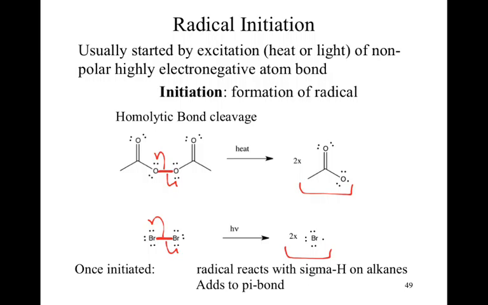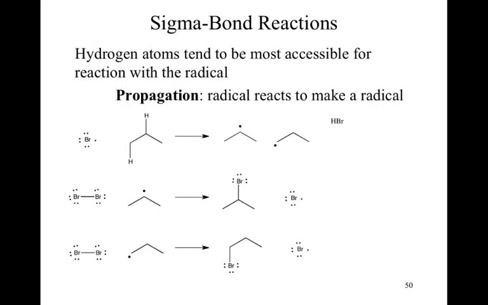This can be done with heat in the case of a really, really weak bond, like the oxygen-oxygen bond, or sometimes light in the case of Br2. Once initiated, these radicals can then go through and react with other structures in a variety of fashions in what is typically known as a propagation reaction.